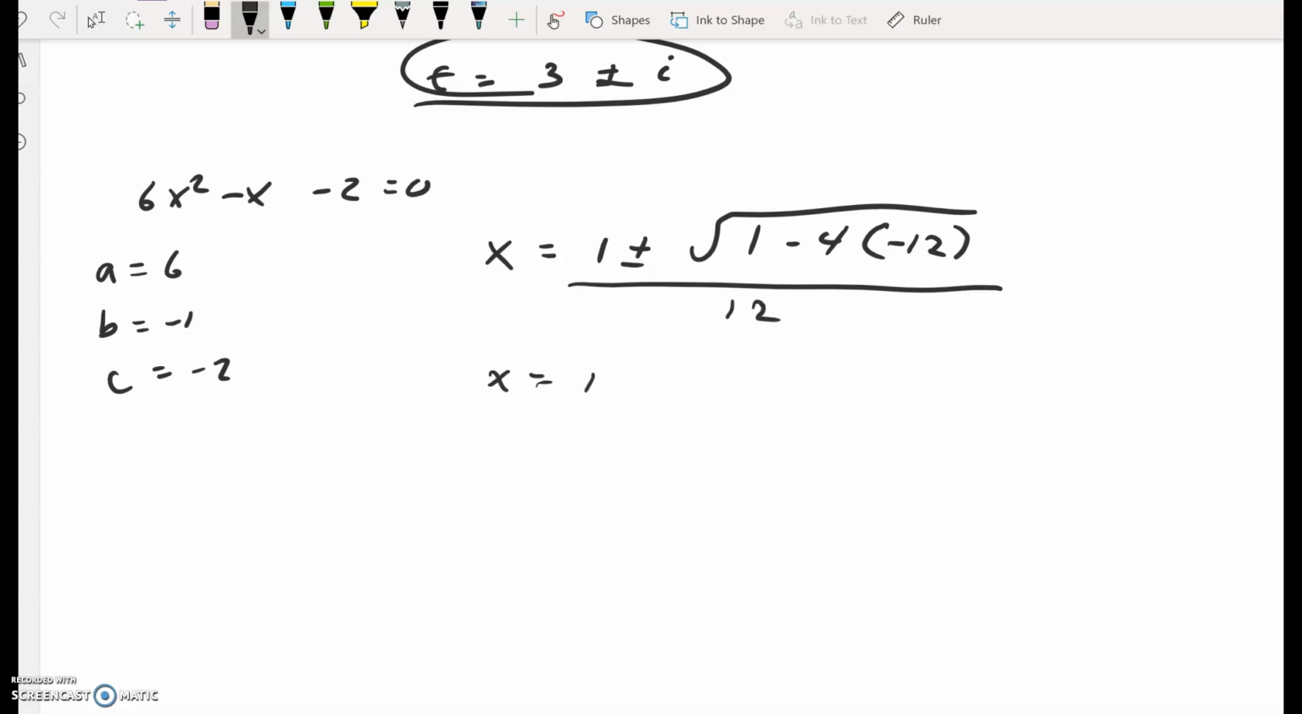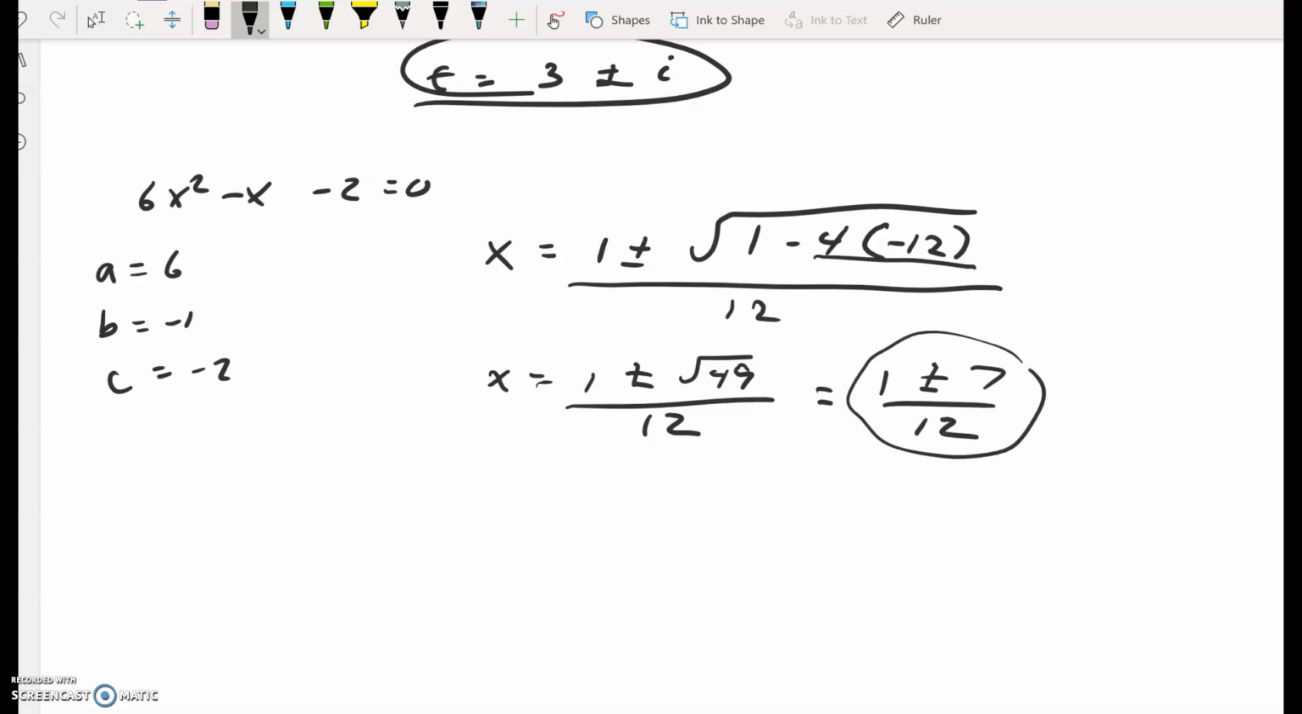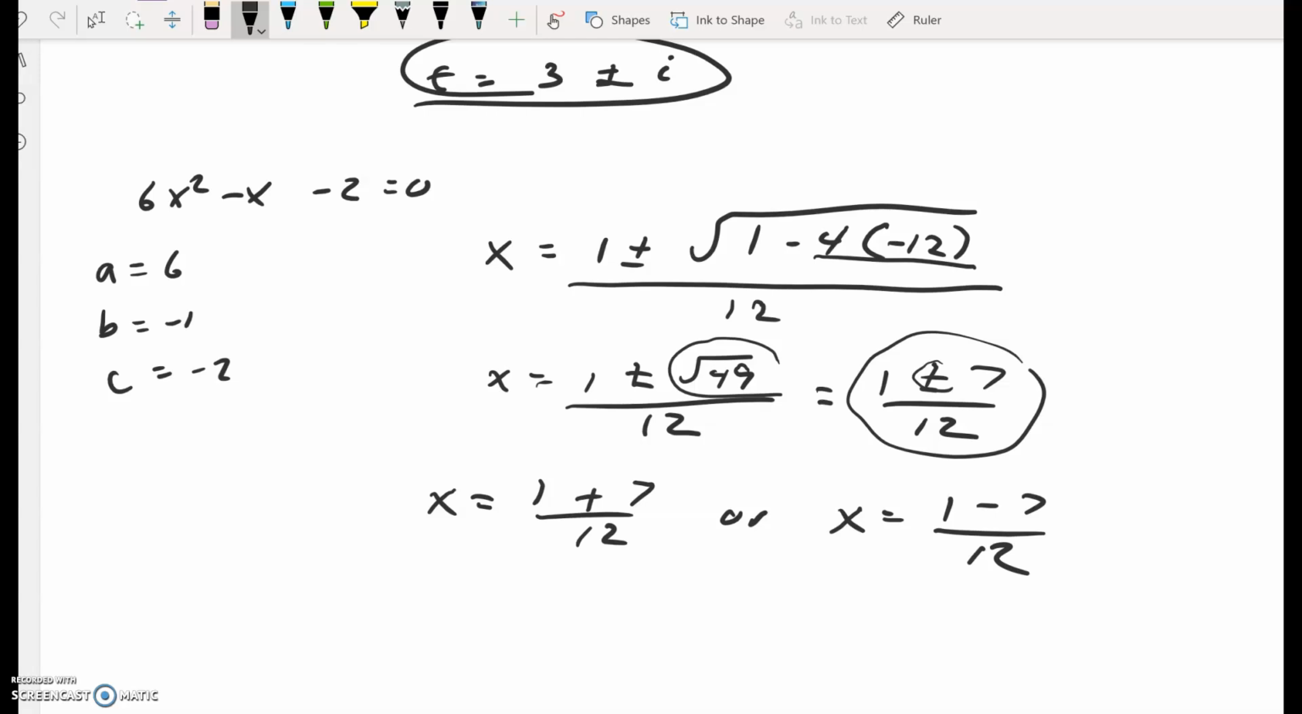And so we have x equals 1 plus or minus. This is 1 plus 48, that's 49, so it's the square root of 49 over 12. That is 1 plus or minus 7 over 12. Now, when the square roots disappear like this, when this is a perfect square, we actually got to calculate both answers, so there's a little more work here. x could be 1 plus 7 over 12, or x could be 1 minus 7 over 12.